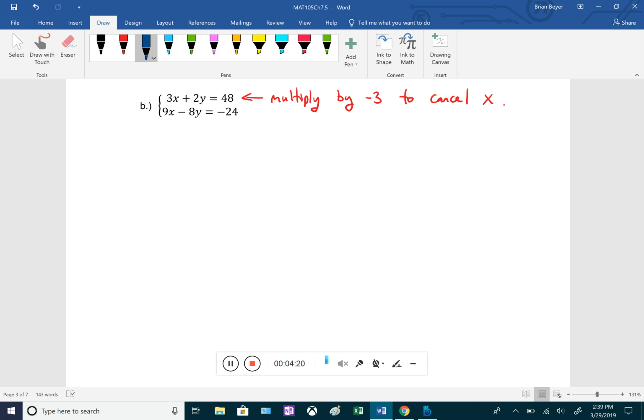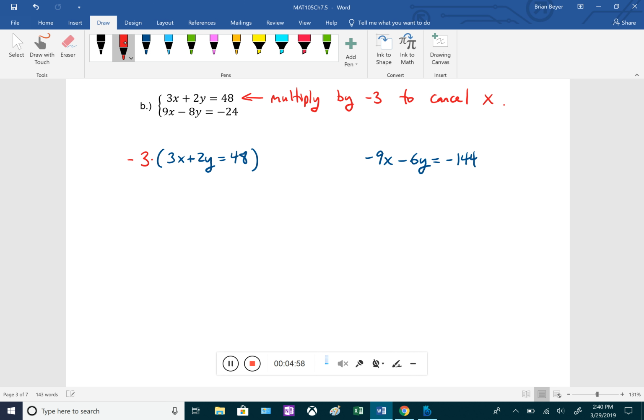So we're going to have 3x plus 2y equals 48, and we're going to multiply this by negative 3. We're going to multiply every single one of those three terms by it, so that's going to give us negative 9x minus 6y equals negative 144.